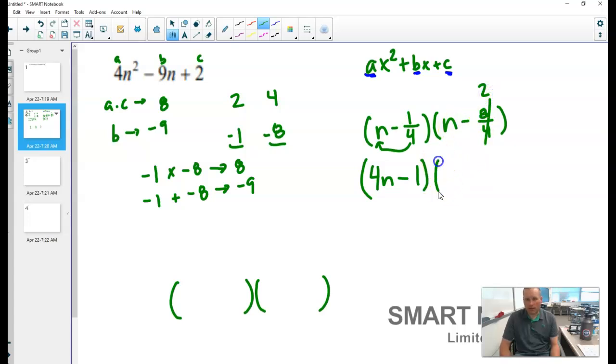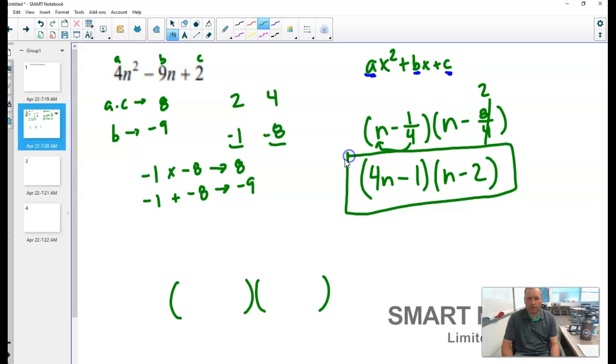And so I can just write n minus 2. And then I'm done because I've got something that looks like my factors right here, my parentheses here. So this is my answer when I'm done factoring this quadratic here.